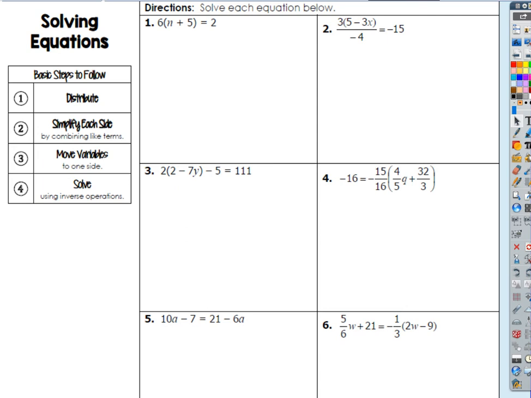On the handout, this is just a copy of the handout that you have. In the upper left, it gives you just a little reminder about the basic steps to follow to solve equations. You know, things like distribute, simplify by combining like terms, for example. Move the variables to one side and then solve using inverse operations. Okay, that's not bad, but I'm going to give you a much better way to think about it.